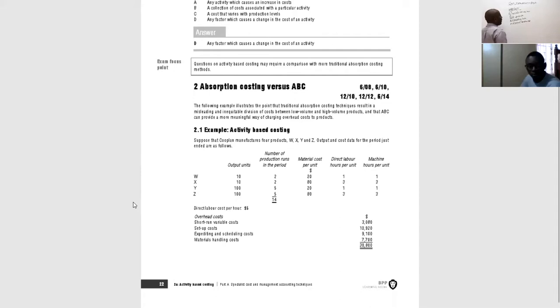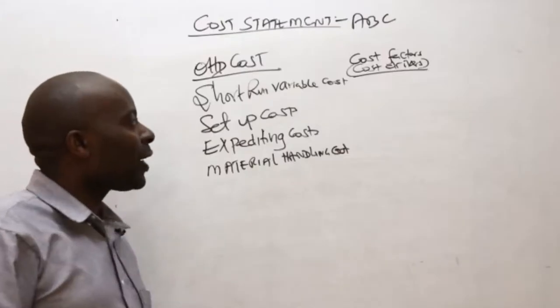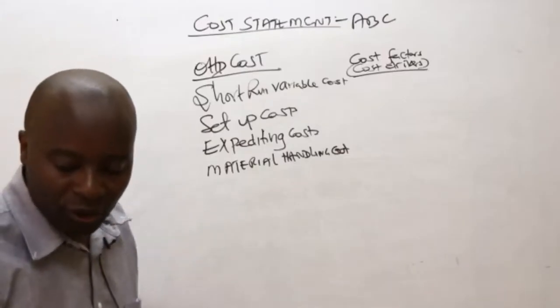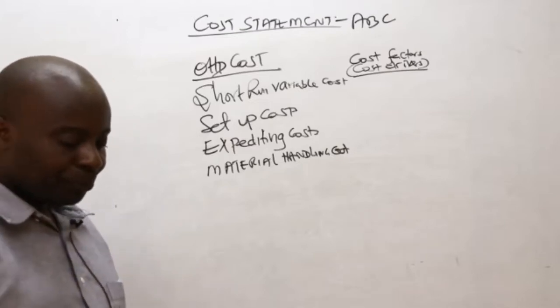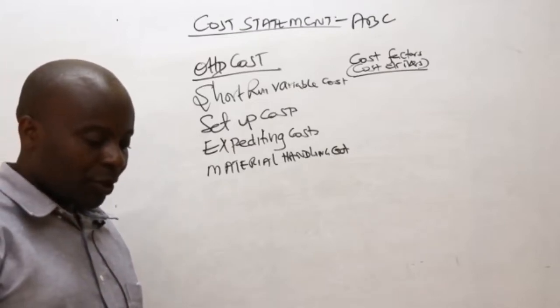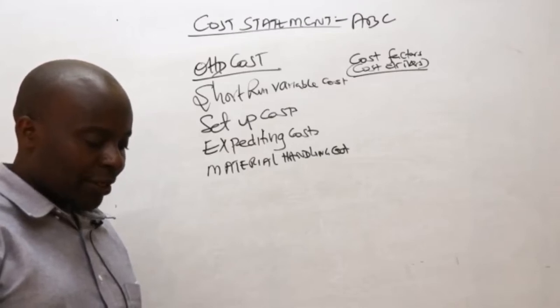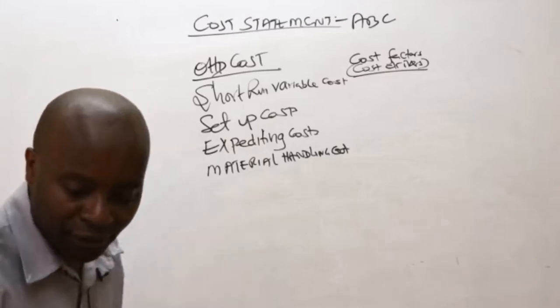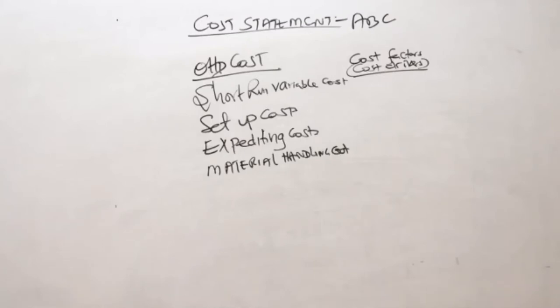Now, this examiner was a good examiner. He went ahead and gave us the cost factors, or the cost drivers. He gave them to us directly. According to this examiner, the short-run variable cost, if you could just go back to the book, I show them where it's given.